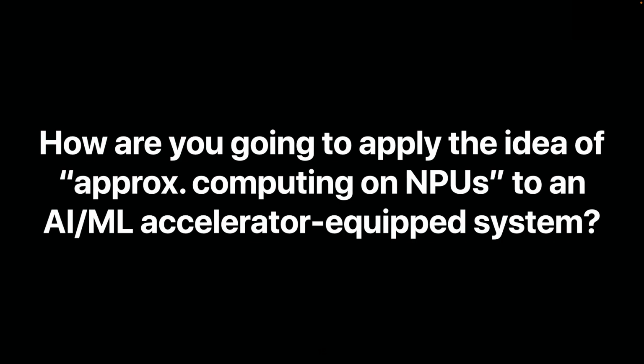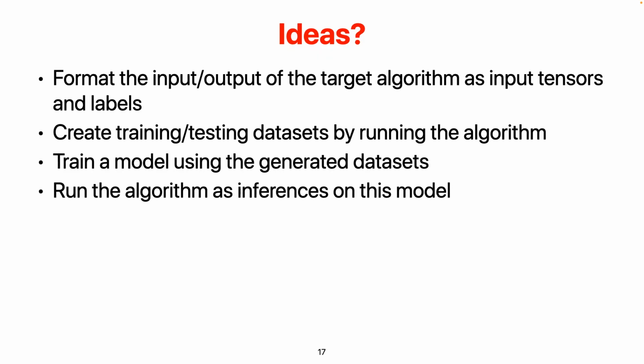So you guys pretty much get it, right? So here's the thing: how to make the idea of NPU work? First of all, think about whether you can reformat the input and output as a machine learning problem. And then you can start to generate the training and validation data sets by running this algorithm for real. And you probably cannot run too many data sets. Given an algorithm like matrix multiplication, think about how many inputs are possible.